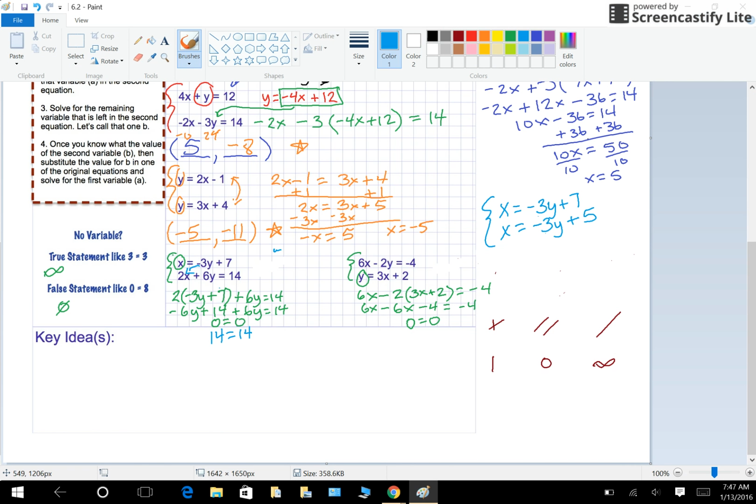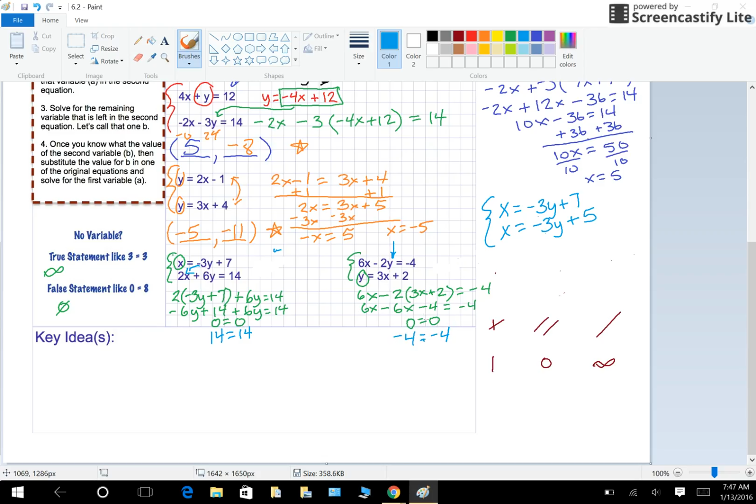Okay, so if I had just combined like terms, negative 6y plus 6y, that would have given me 0 plus 14, and I ended up with 14 equals 14. Same thing over here. When I did this one, and I replaced my y, here I had a y by itself, so I put 3x plus 2 in place of the y right there. And when I did my distributive property, I ended up with 6x minus 4 equals negative 4. And when I combined 6x minus 6x, I ended up with negative 4 equals negative 4.